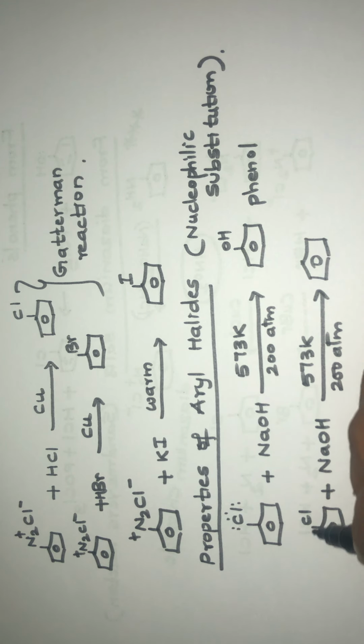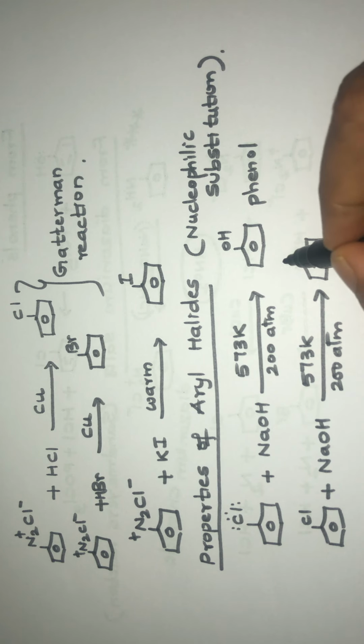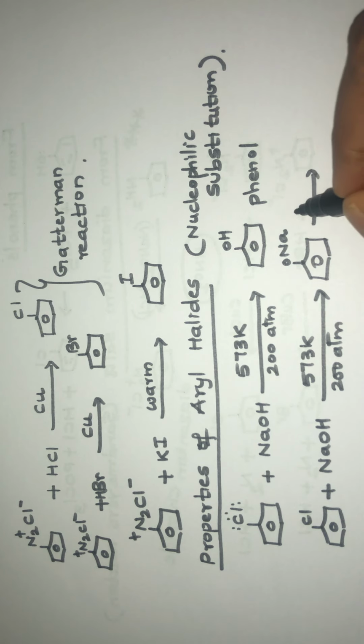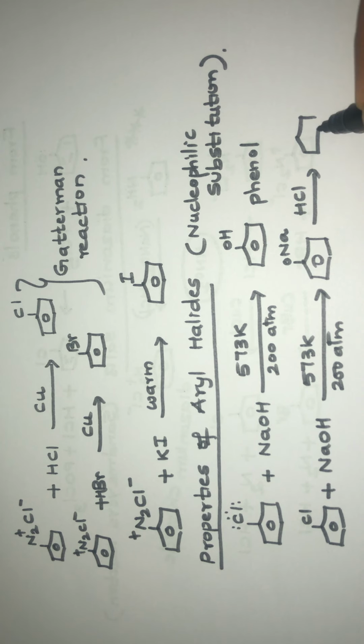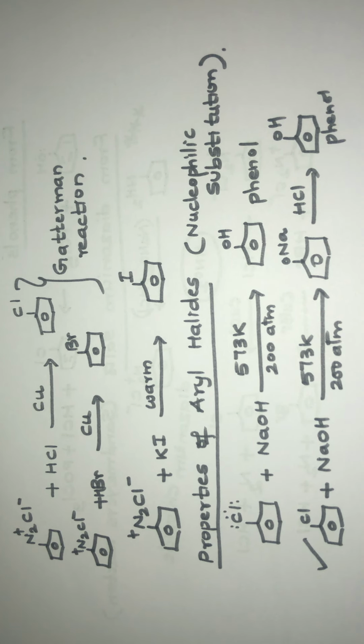So OH displaces this Cl. But you know that phenols are acidic in nature and we have base in the solution. So sodium phenate is formed. This on acidification will give you phenol. This is the complete reaction. Once it forms phenol, whatever NaOH is present, the base will convert it to salt and then you should acidify it. Then only you will get phenol.